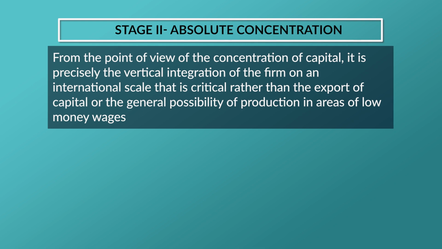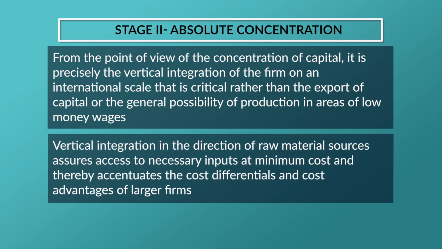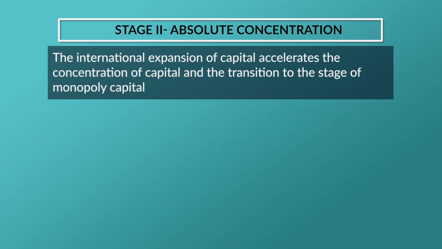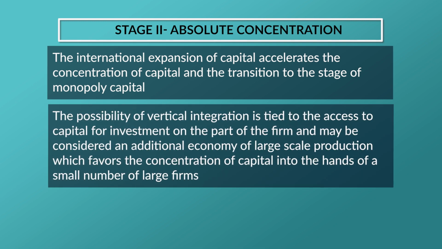So, from the point of view of the concentration of capital, it is precisely the vertical integration of the firm on an international scale that is critical, rather than the export of capital or the general possibility of production in areas of low money wages. Vertical integration is the direction of raw material sources, which assures access to necessary inputs at minimum cost and thereby accentuates the cost differentials and cost advantages of larger firms. The international expansion of capital accelerates the concentration of capital and the transition to the stage of monopoly capital. The possibility of vertical integration is tied to the access to capital for investment on the part of the firm and may be considered as an additional economy of large-scale production which favors the concentration of capital into the hands of a small number of large firms.